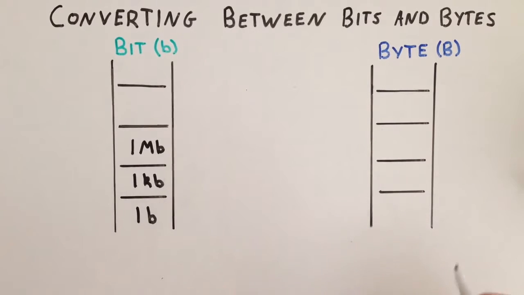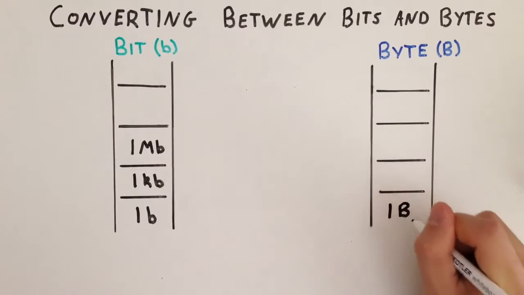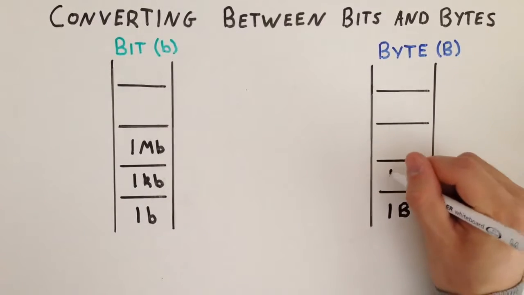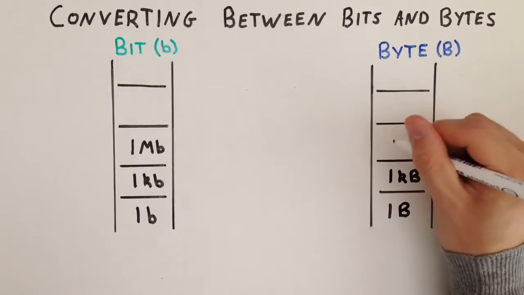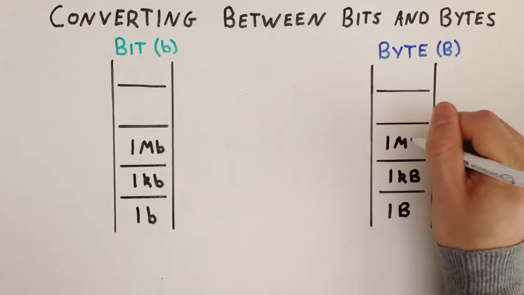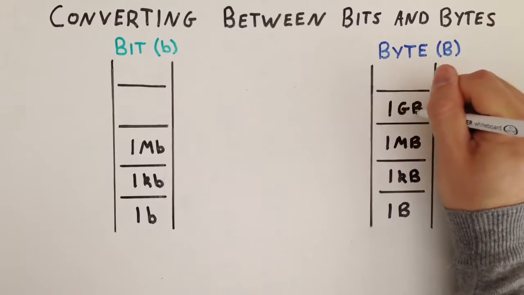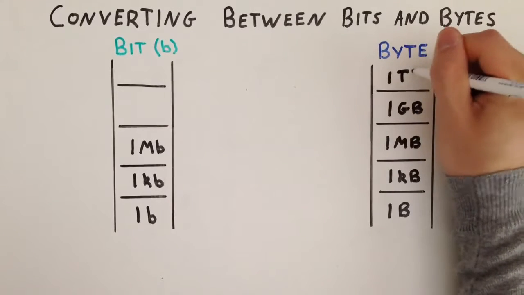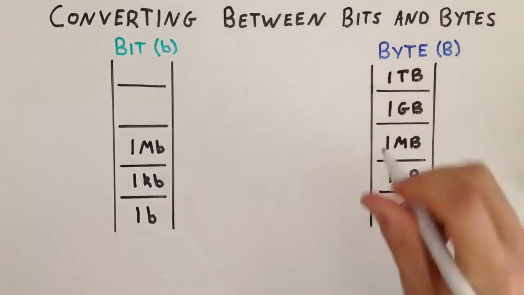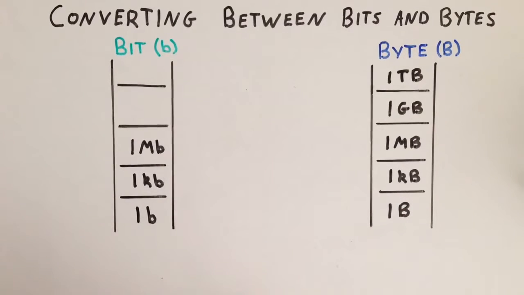Now let's do the byte ladder. At the base, the lowest level is 1 byte, 1 capital B. Next level up is 1 kilobyte. Then again, another level up, 1 megabyte. Up again is 1 gigabyte. And then higher than that is 1 terabyte. Now there are a few more higher levels than a terabyte, but that will do us for now.